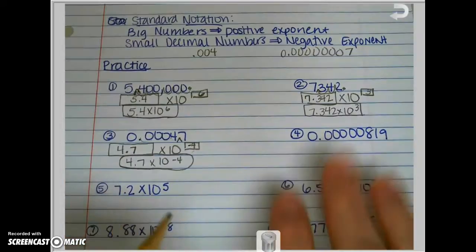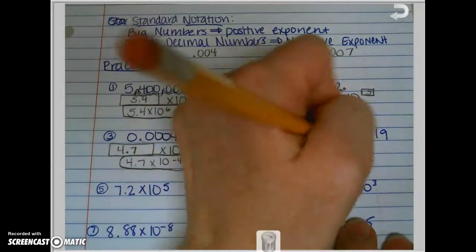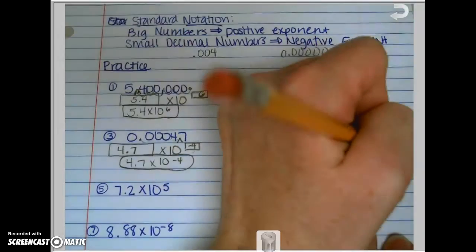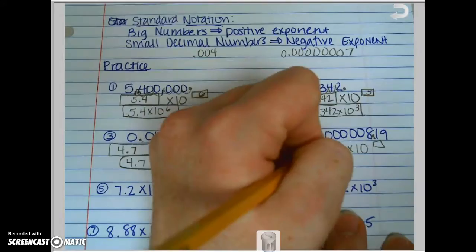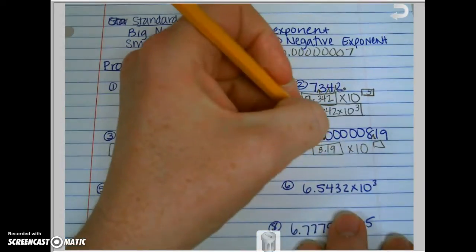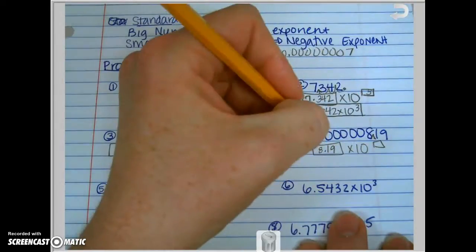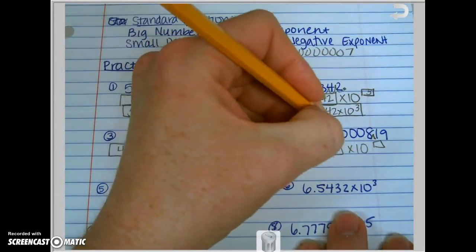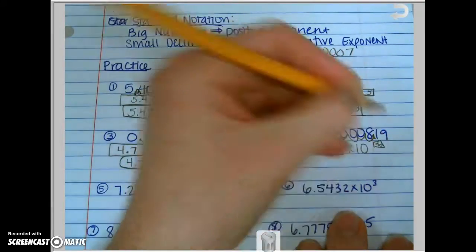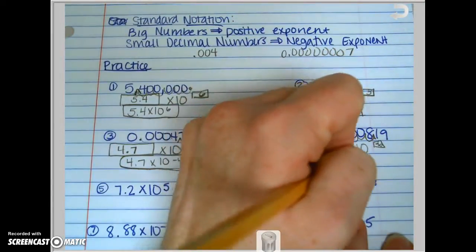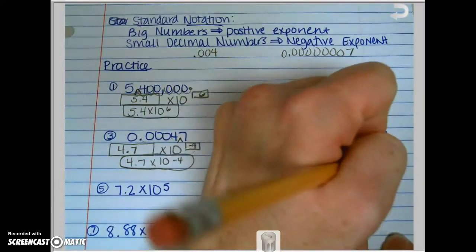Number 4 over here would be the same way: some number times 10 to an exponent. We want to move our decimal right here between the 8 and the 1. So it'd be 8.19, and that's between 1 and 10. How many times did I move my decimal to get there? 1, 2, 3, 4, 5, 6. Keep in mind it's going to be a negative 6 because it's a very small decimal number.